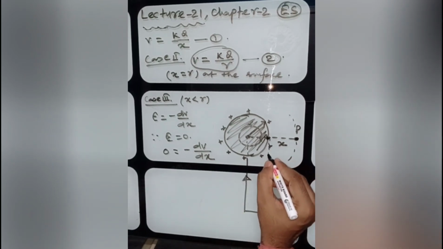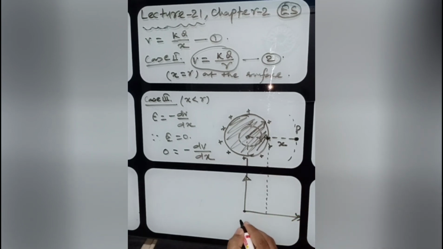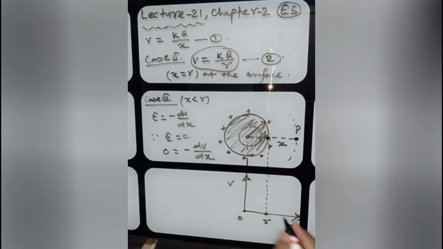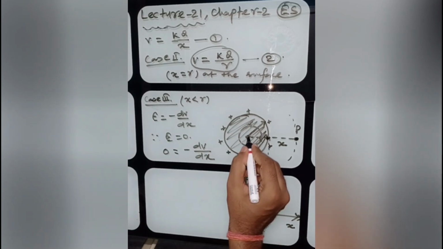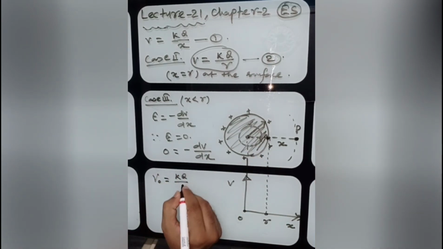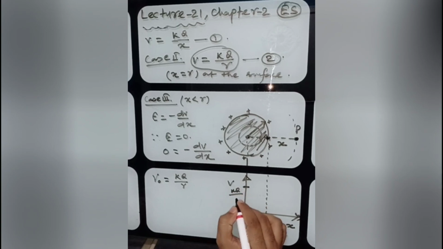Amazing. And this is the length. This is R equals 0 and this is R. As you are moving, this is X in meter, and this is the potential in volt, that is, joule per coulomb. Here, what will be the potential at 0? What is the potential? KQ by R. At 0 the potential is KQ by R. It means not 0. Suppose this is the KQ by R.